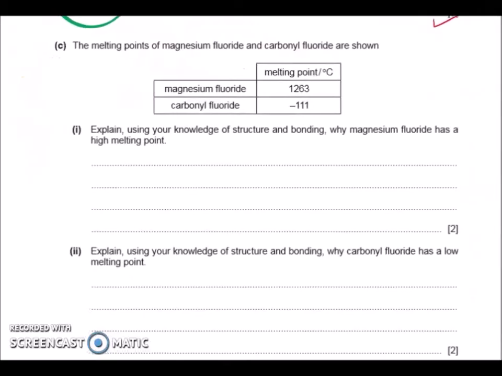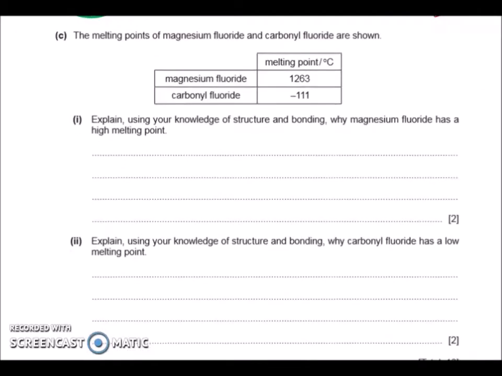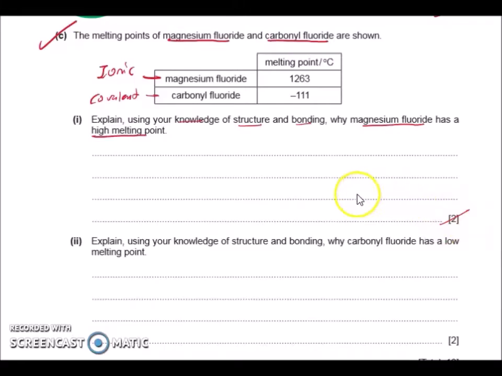Okay, next we are going to move to C. Melting points of magnesium fluoride and carbonyl fluoride are shown here. This is ionic and this is a covalent. Explain using your knowledge of structure and bonding why magnesium fluoride has a high melting point. So it's 2 marks over here.